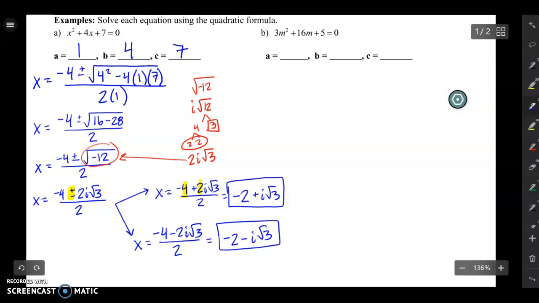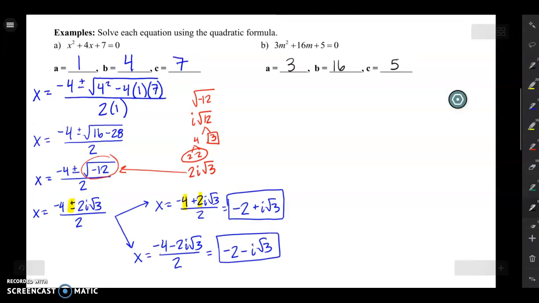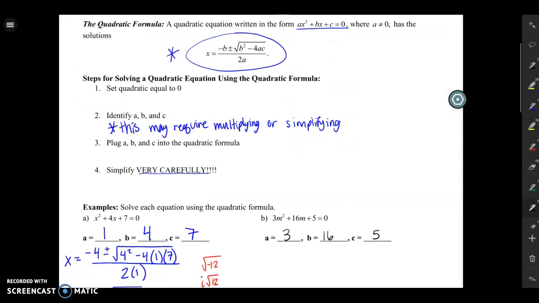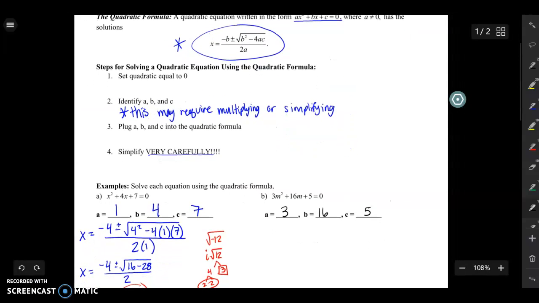I'm going to do this one in black just so that I don't confuse it with the one we just did. This quadratic is already set equal to 0 and it's already in standard form. So I'm just going to identify the a, b, and c: 3, 16, and 5. Then I'm going to plug it into that formula that we have up here.